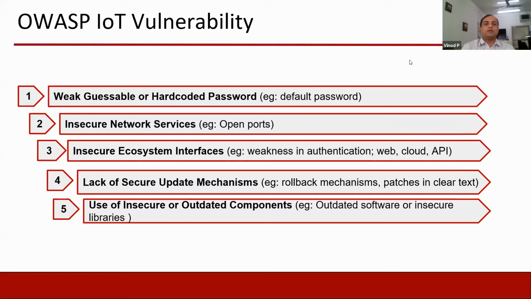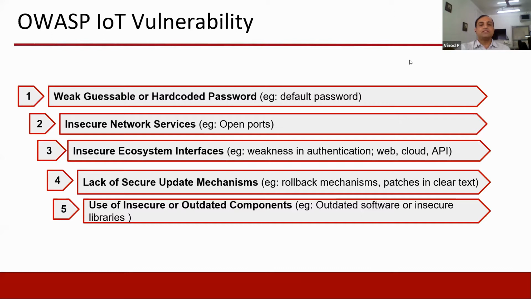The fourth most common vulnerability found is the lack of a secure update mechanism. This is basically due to the lack of firmware validation on the devices, the lack of secure delivery, which means unencrypted traffic in transit, and the lack of a rollback mechanism. The patches that we get for all these IoT devices are basically in clear text form.